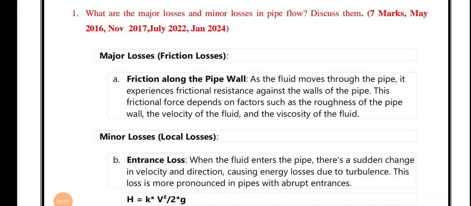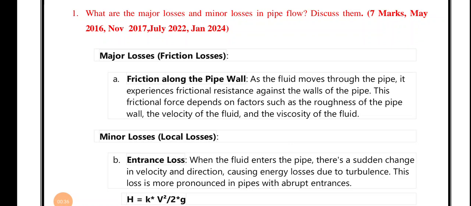You can see that this question has been asked many times in the GTU exam, that is May 2016, November 2017, July 2022 and January 2024. Now let's start.